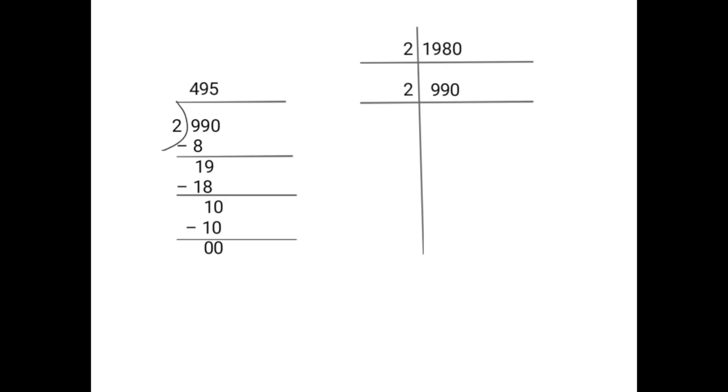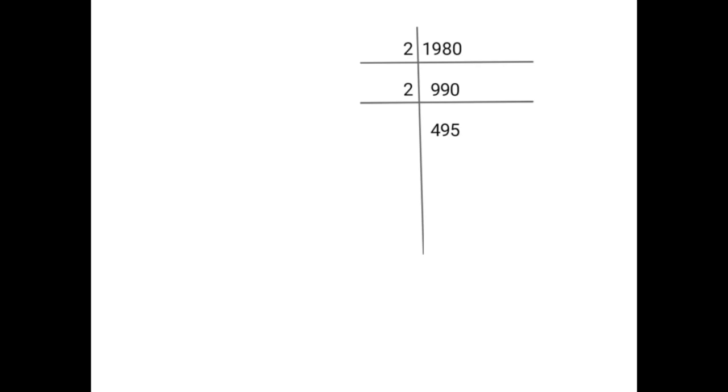So again this number is divisible by 2. I have divided the number 990 by 2. I am getting the quotient 495. 2 495s are 990. Now the unit place is 5 in the number 495. So it is not divisible by 2.